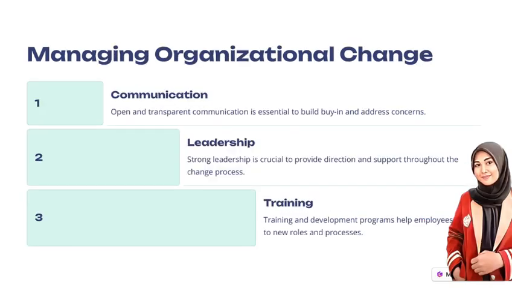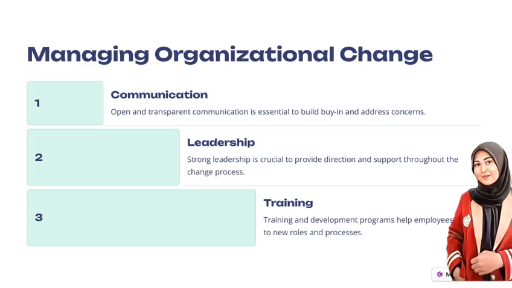Successfully managing organizational change requires a thoughtful approach that addresses the human and operational aspects of change. Key components include communication. Open and transparent communication is vital to ensure employees understand the reasons behind the change, its benefits, and its impact on their roles. Effective communication builds trust, encourages buy-in, and helps address concerns or resistance among team members.